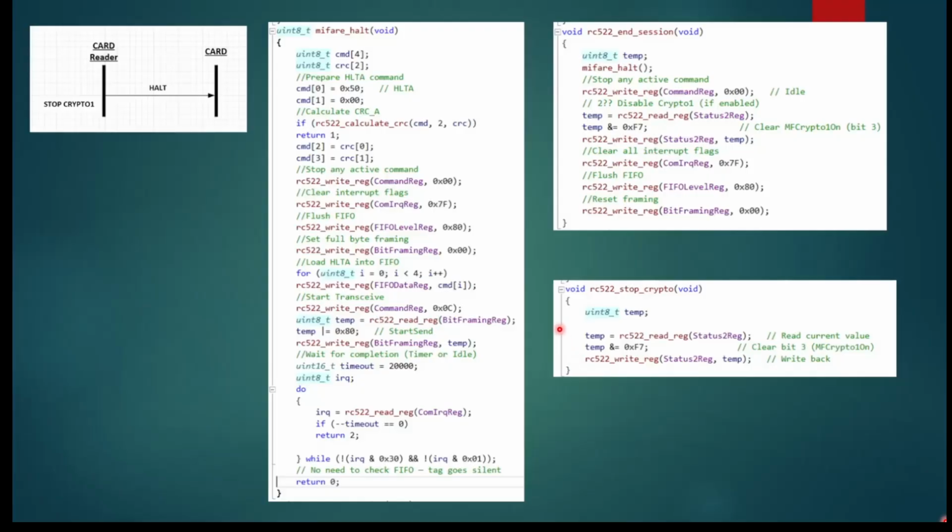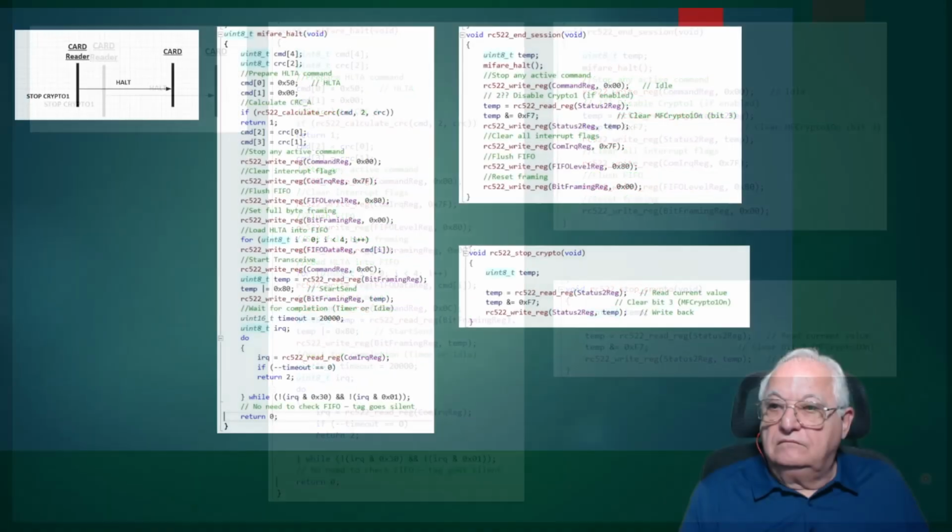And I have one more, which is going to be here to actually stop the crypto. So in that case, we just do the 3 steps we did up here, which is we get the status 2 register. We end it with hex F7, and then we send it back. Clear the 3 bits for crypto, and then we write it back. So the idea here is to have different routines that we are going to use with the purpose of shutting everything down, whether the tag is there or not. So let's continue with the presentation.